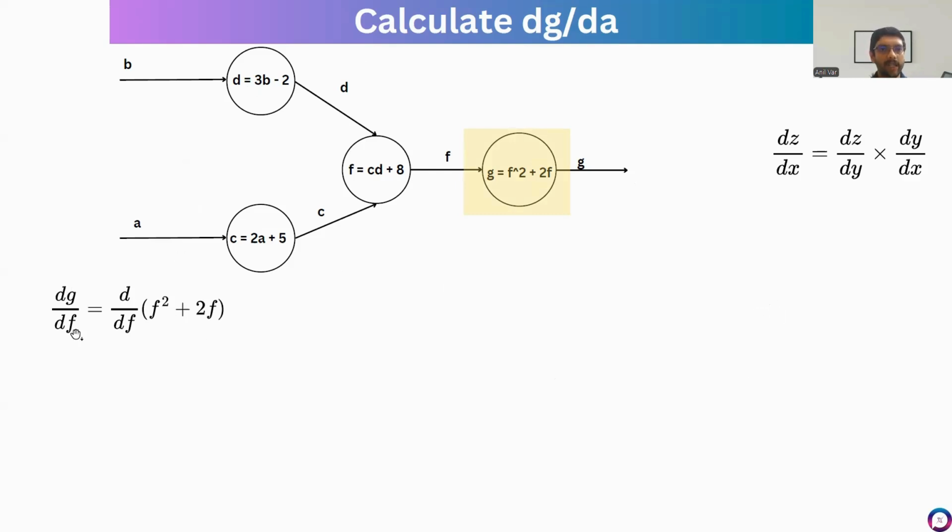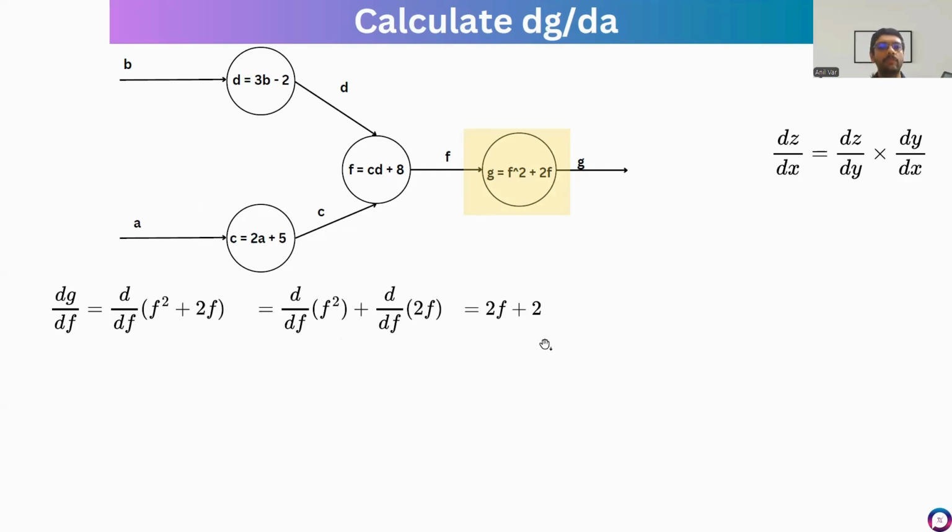So you have dg by df, right? Well, g is f square plus 2f. D by df of f square plus 2f is, well, take the first term, d by df of f square plus d by df of 2f. Derivative of this is 2f and the derivative of this is 2, right? D by df of f square is 2f. D by df of 2f is 2, right?